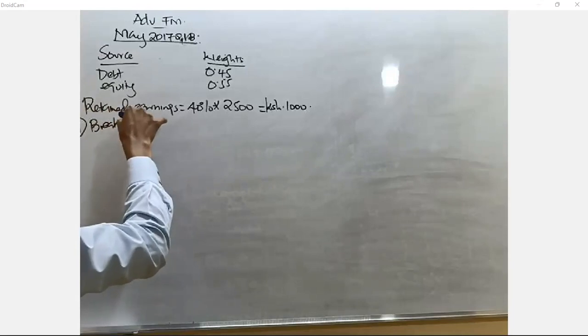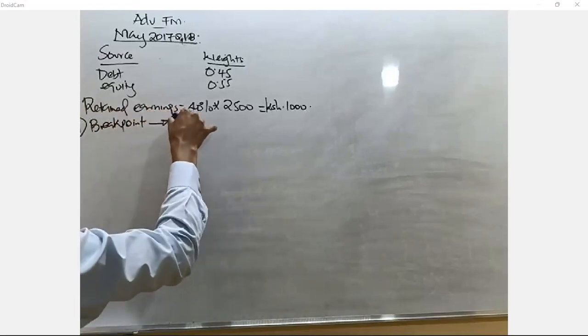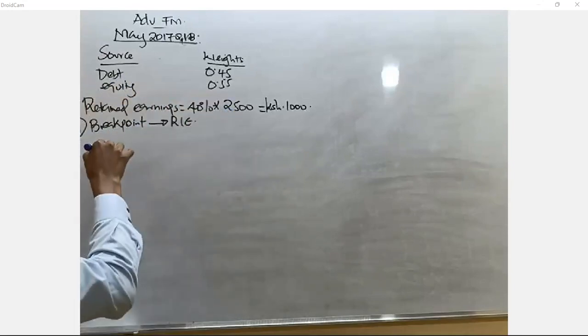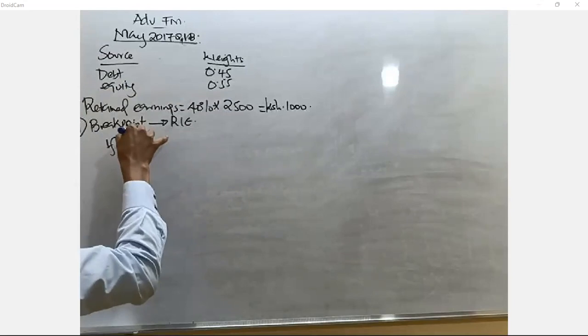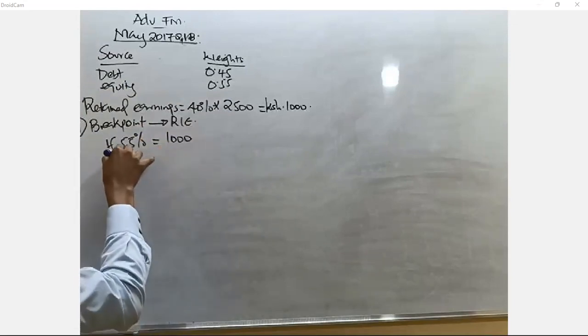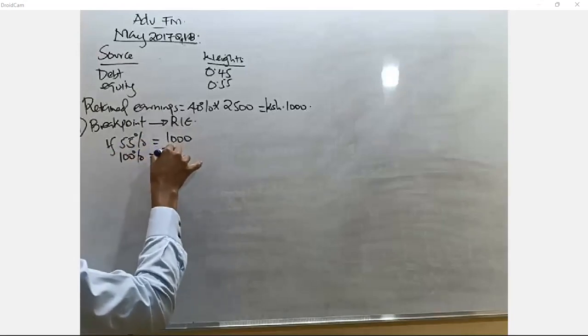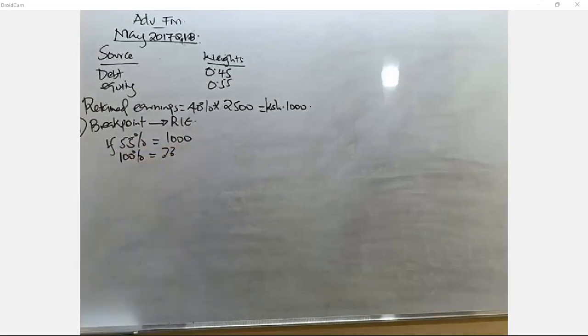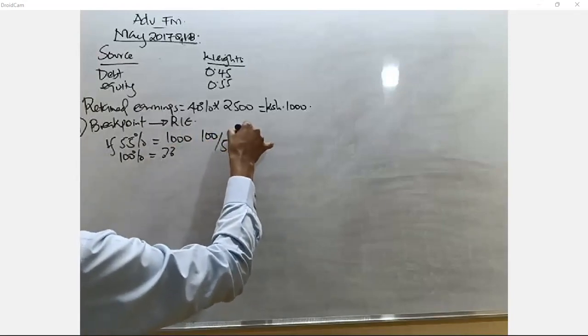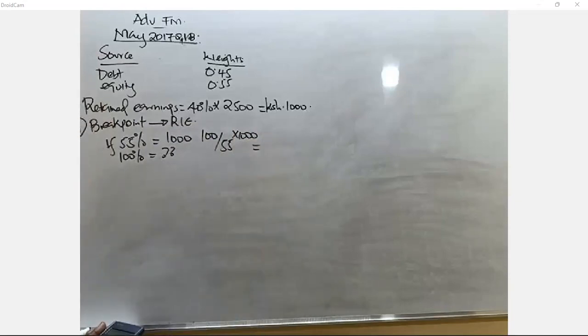Break points of the retained earnings, right? I was able to say, you just come and equate with the proportion for your equity. If 55% is giving you 1 million, or 1,000, you ask yourself, what if I don't give them money? How much would be the total retained earnings when it is fully utilized? So it will be 100 divided by 55 times 1,000.